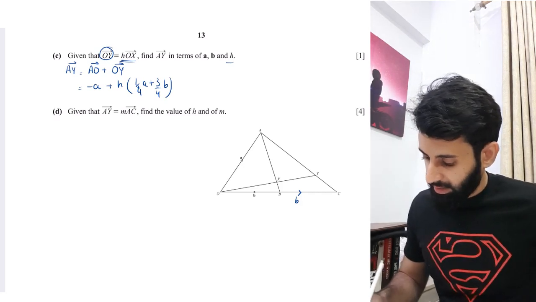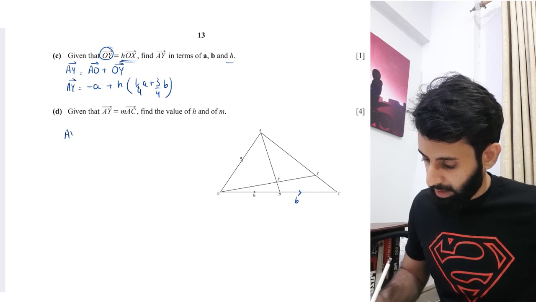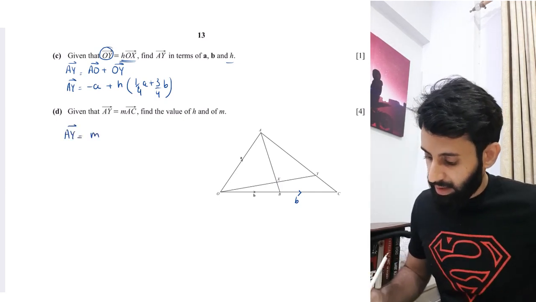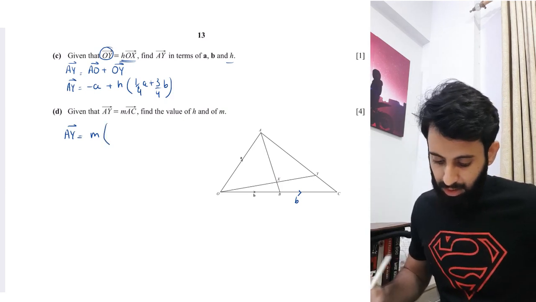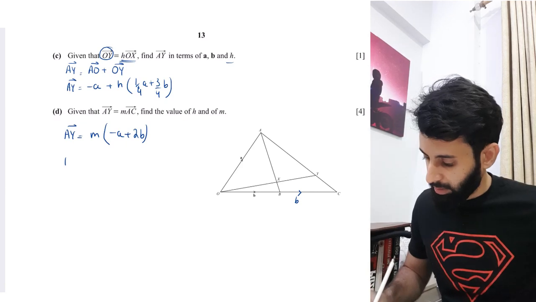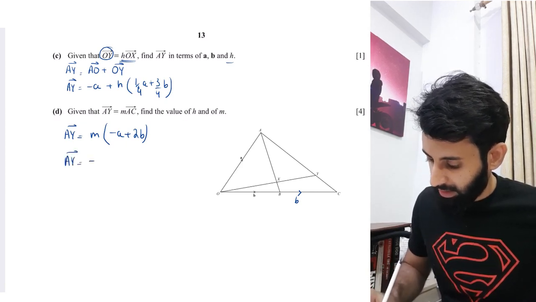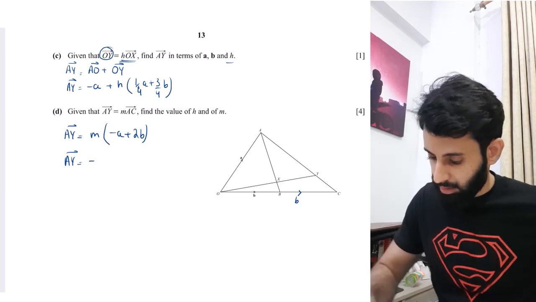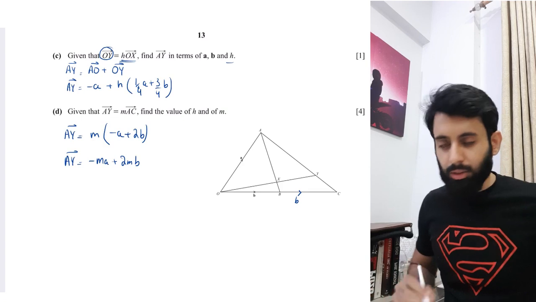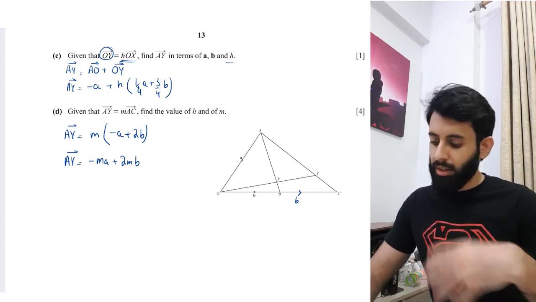Now, in the next part, remember, what we worked out in part C was AY, and what we're working out in part D is also AY. Over here, it says that AY is equal to m times AC, and AC is something we worked out to be minus a plus 2b. So notice what the question has made us do. Let me just write this down first. Minus m times a plus 2mb. Yeah, so it has made us work out the same vector, which is AY, but in two different ways.